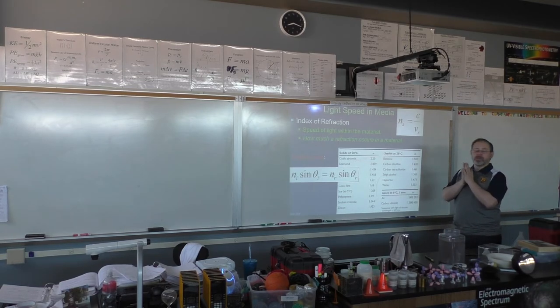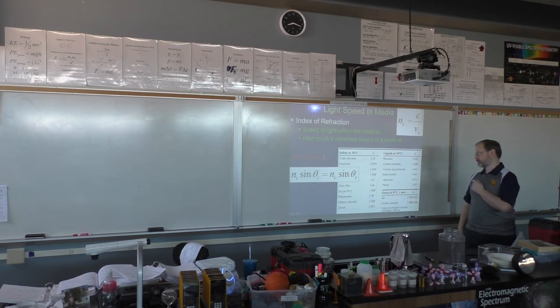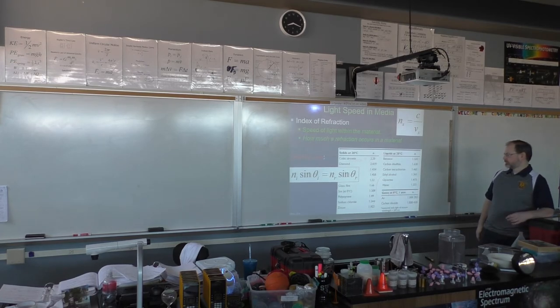The numbers that we use most commonly are water at 1.3 and glass at 1.6. In lab, we're going to use water primarily because these others are dangerous, and ethyl alcohol, which we have, is pretty much the same as water, and glycerin makes a huge mess. So we're primarily just going to use water. Doesn't opal only have like 1.42?